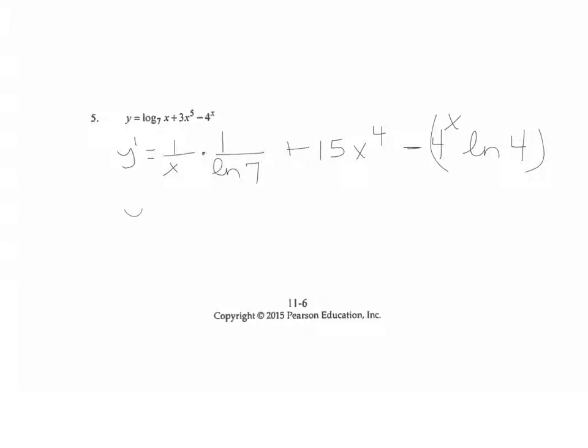If we clean this up, and the reason we're not going to see that is we need a positive base, we're going to have 1 over x times the natural log of 7, plus 15x to the 4th, minus 4 to the x power times the natural log of 4.